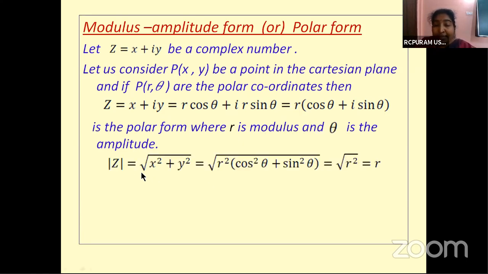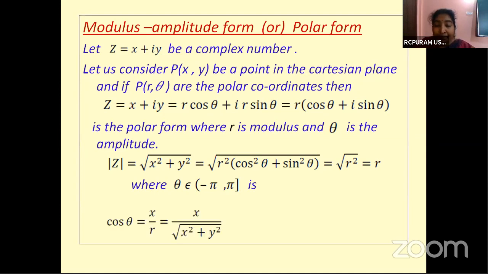Mod z is root of x square plus y square. So root of x square plus y square is root of r square into cos square theta plus sin square theta. Cos square theta plus sin square theta is 1. So root of r square is r. That means mod z is equal to r, where theta is lying between minus pi and pi.